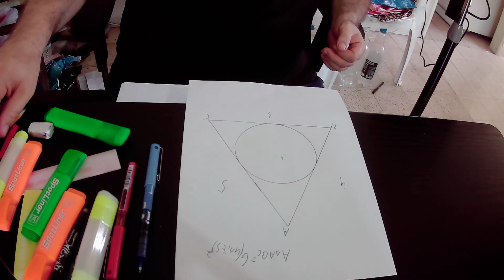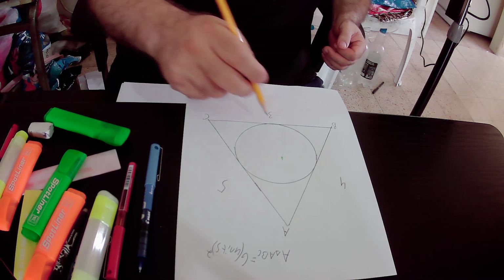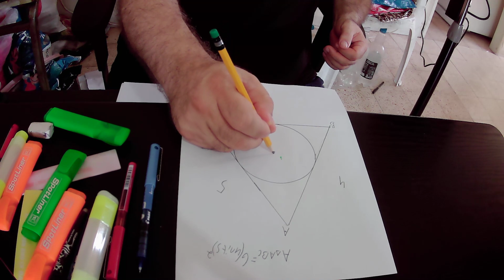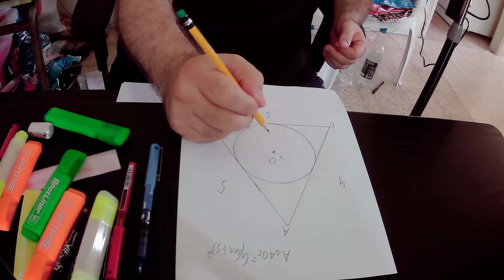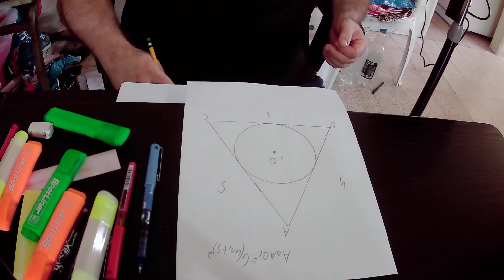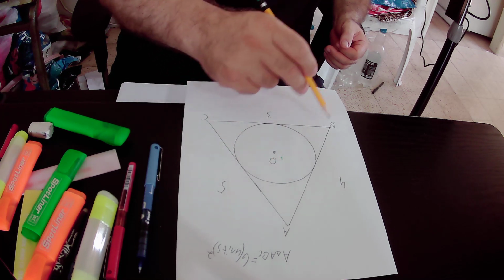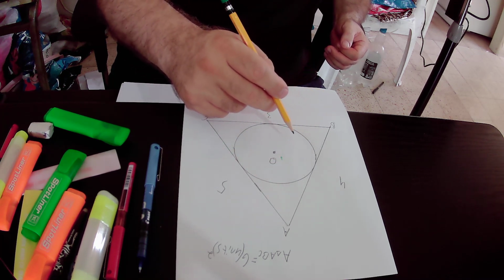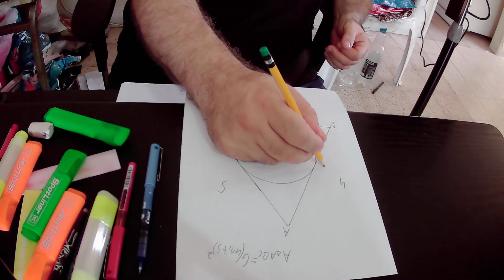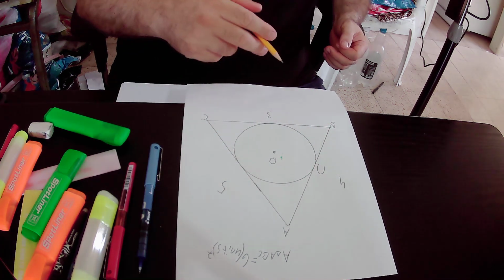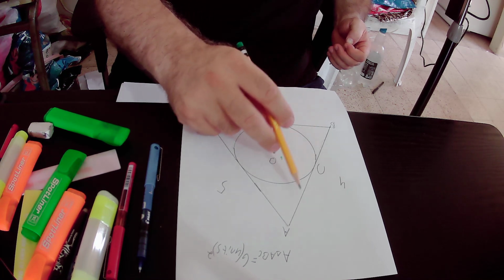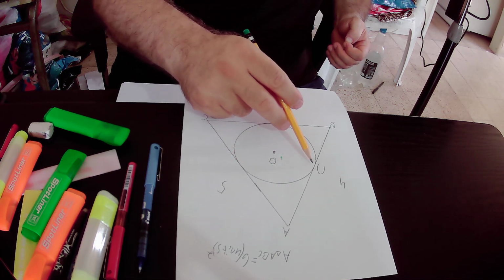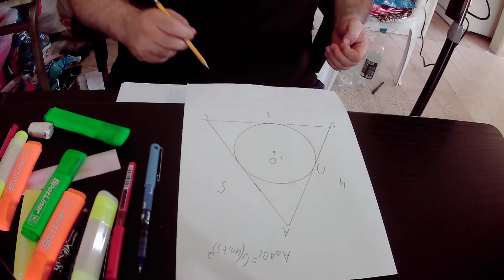Okay, first of all, let's define the center of this circle as O. So point O is the center of this circle. Then the touching point between side AB of the triangle and the circle will be defined as N, or side AB of the triangle is tangent to the circle at point N.